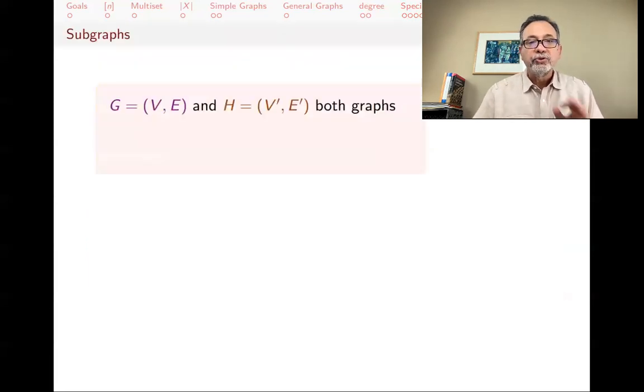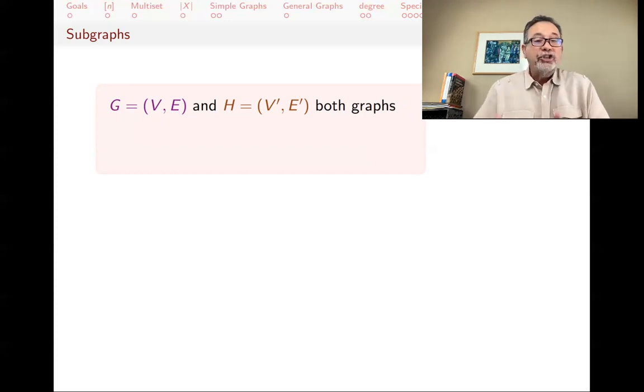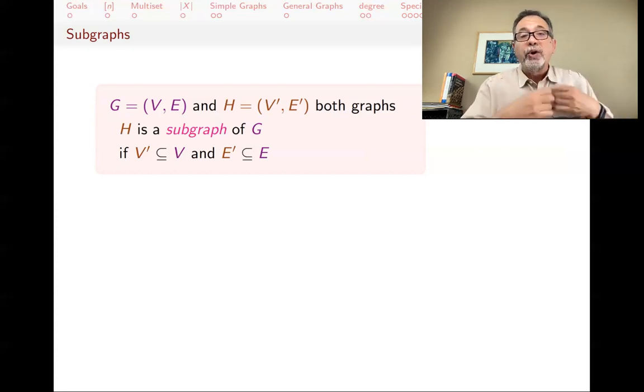Okay, so 2 very quick notions. Subgraphs. If I have 2 graphs, G, its vertices are V, its edges are E. Whenever I'm talking about a graph, I'll say G equals parentheses V, E. V is the vertices, E is the edges. And H is another graph, and its vertices are V prime, and its edges are E prime. Then H is a subgraph of G if V prime is a subset of V and E prime is a subset of E. So H is a graph, but all of its vertices and all of its edges are already in G. G might have extra vertices and extra edges, but if H lives within G, then we call that a subgraph of G.